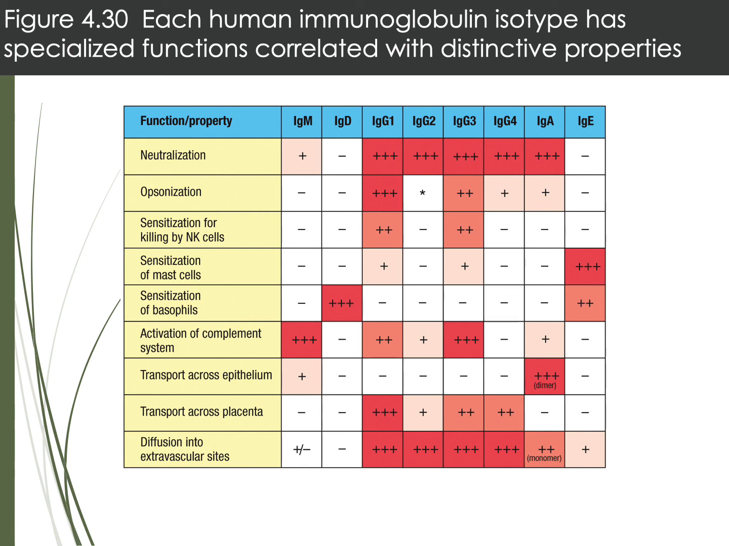One of the properties of antibodies is that some can actually cross the placenta. You can see some of the IgGs are able to cross the placenta, but other ones aren't. And also epithelial layers. IgAs are good at crossing epithelial layers. Again, they're important for mucosal immunity, so being able to track down that pathogen is really important. And you'll notice a number of them are able to diffuse into extravascular sites too.